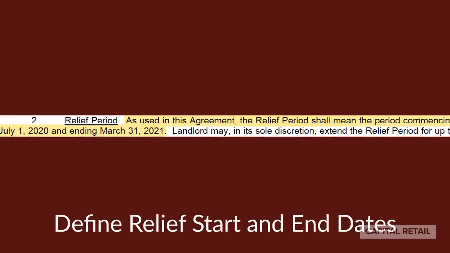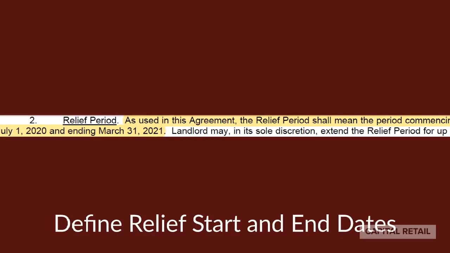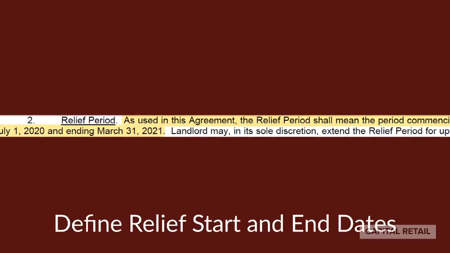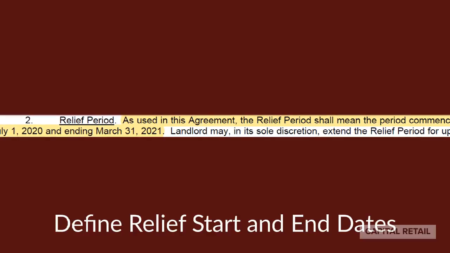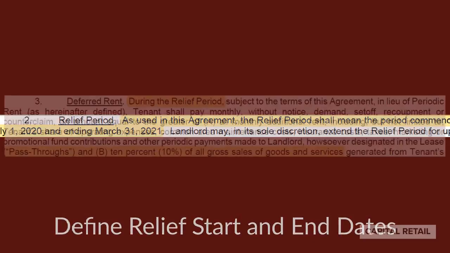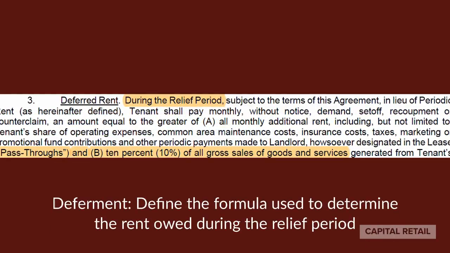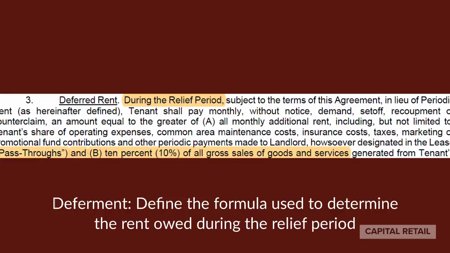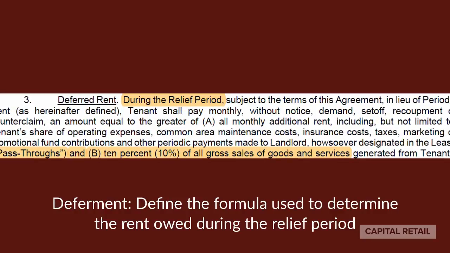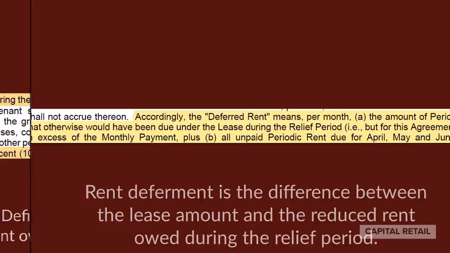The COVID rent agreement needs to define the relief start and end dates. Using an example here, it starts July 1st, 2020 and ends March 31st, 2021. They can all vary. It's negotiated between the landlord and the tenant. There's a lot of variations on the formula used to determine the rent owed during the relief period. In this example, it's going to be triple nets plus 10% of gross sales.